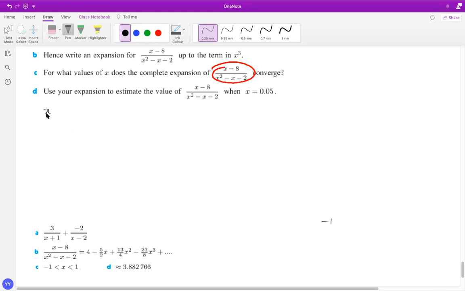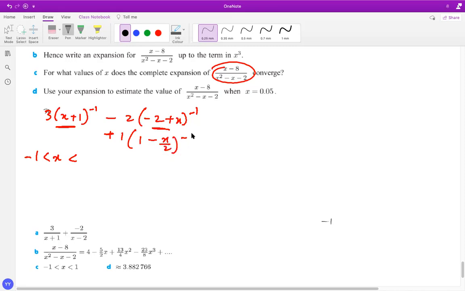Now, we wrote the expansion of 3x plus 1 raised to minus 1 and negative 2, negative 2 plus x to the power minus 1. As you can see, there are two series expansions. Now, the first series converges for x between minus 1 and 1. And the second one, if I took that thing common, it was actually plus 1, and it became 1 minus x over 2 to the power minus 1, as I simplified earlier. Now this part, negative x by 2, absolute value, that is x over 2, should be less than 1. That gives us x is between minus 2 and 2.